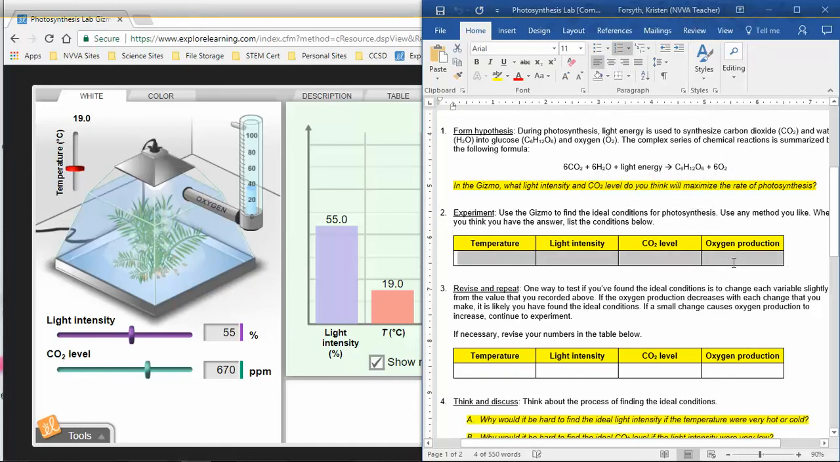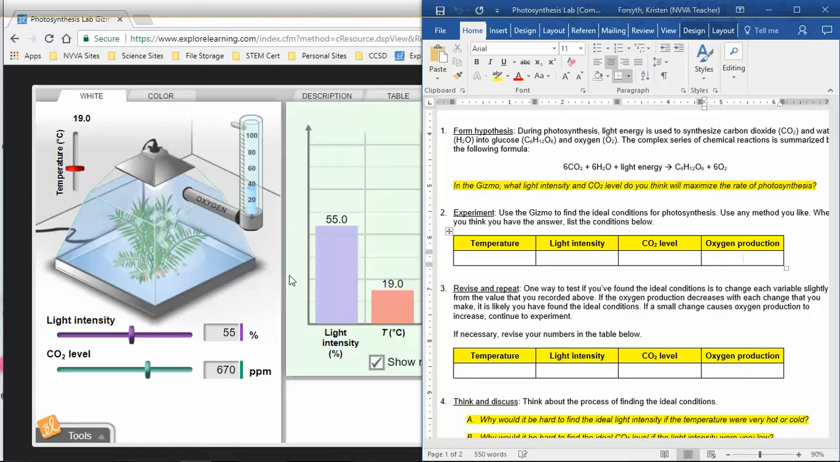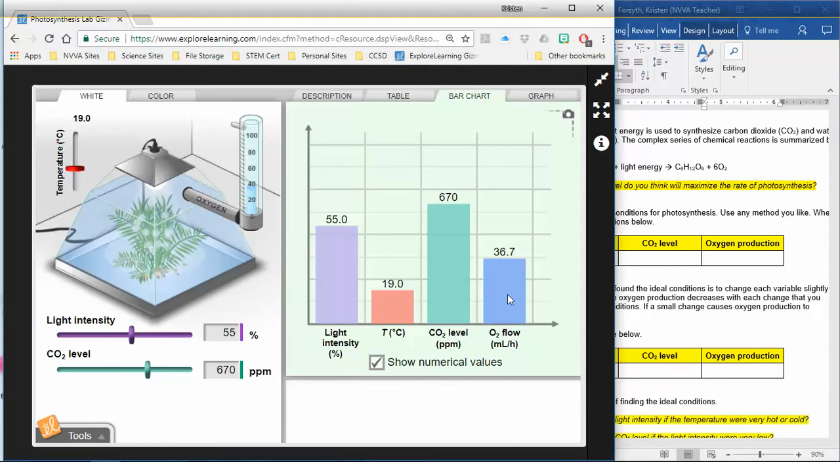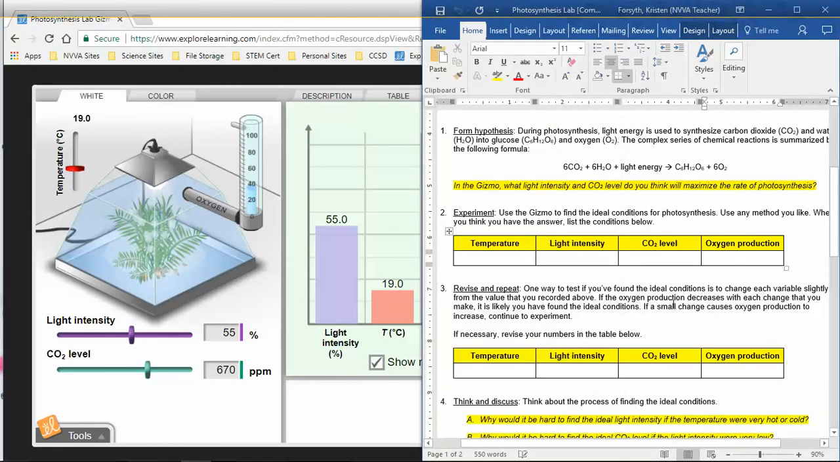Okay, so that's number 2. Number 3, you're going to revise it. So now it says how to find it is to change each variable slightly from the value that you recorded above. So whatever you record here, slightly change that in your Gizmo over on this side. And then if you see your oxygen production, which is the all the way bar over here, this blue bar, okay, if that decreases, likely you found the ideal conditions.